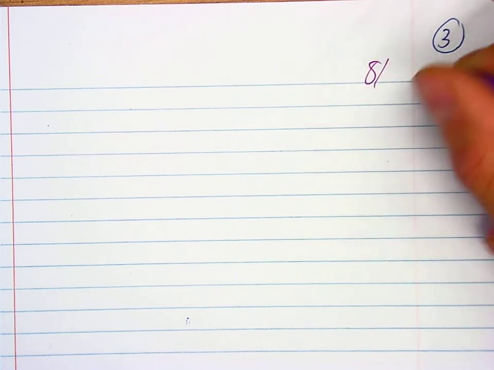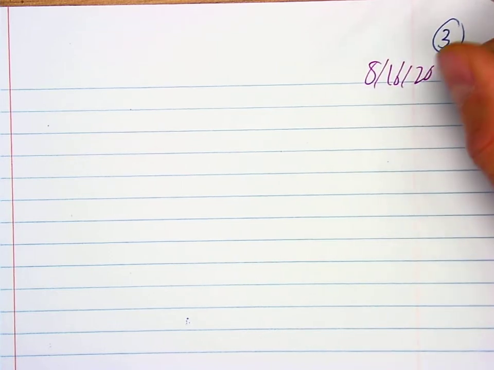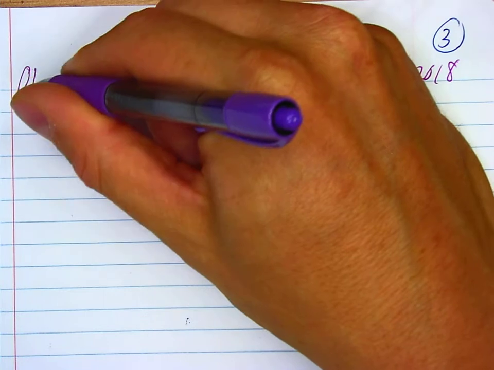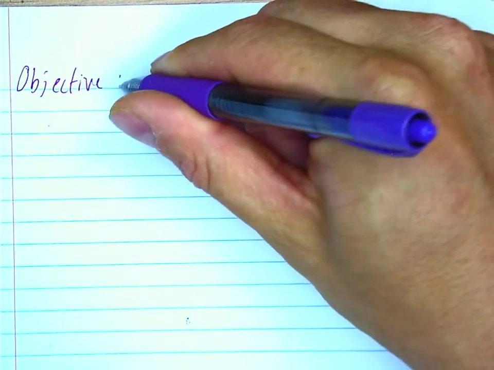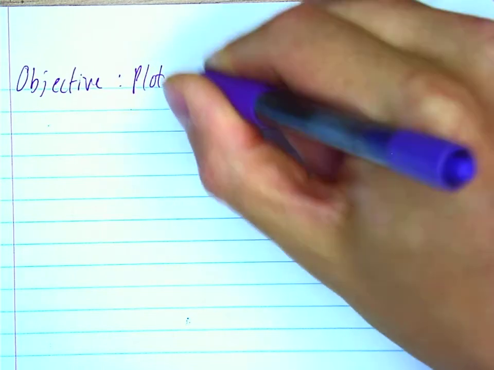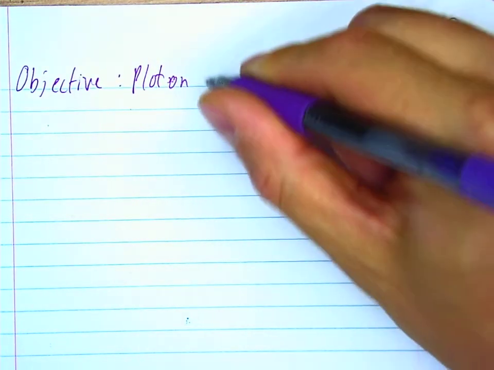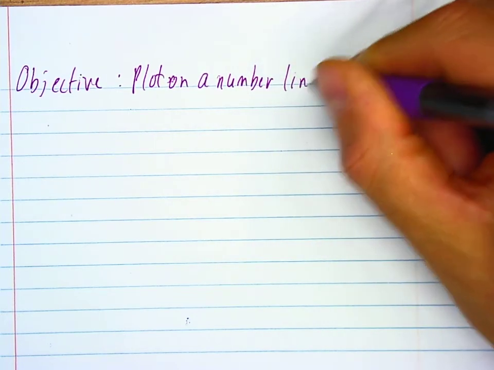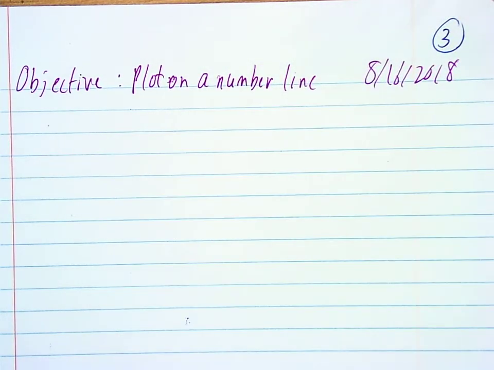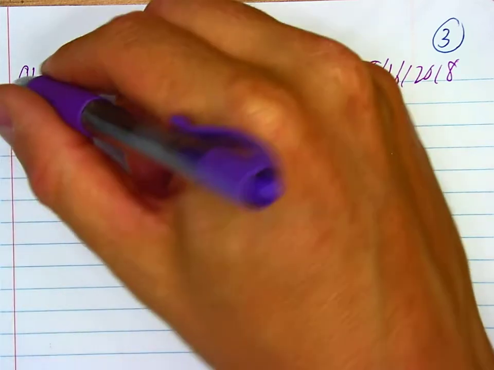So what we did on August 16th, 2018, our objective was plotting numbers on a number line. So, example questions here. I had you plot, for example, the numbers 8, -4, 5, -6, 1, and 0.